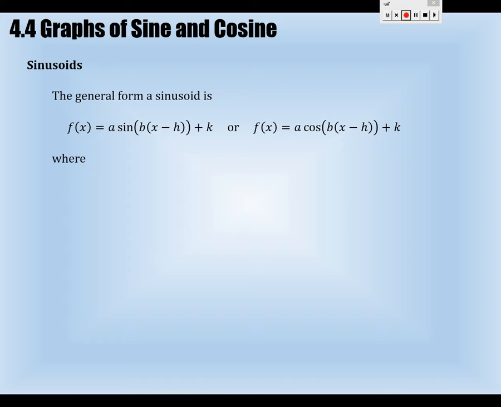Anyone want to take one of the other letters? H and K, I haven't said anything about yet. H, yeah, using the language of transformations, that's a left-right shift of some kind. And K would be a vertical shift, up or down. We have other technical words for these things too. Amplitude, someone said, right? And B, we said, affects the period.